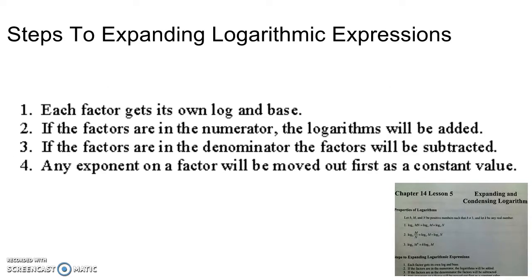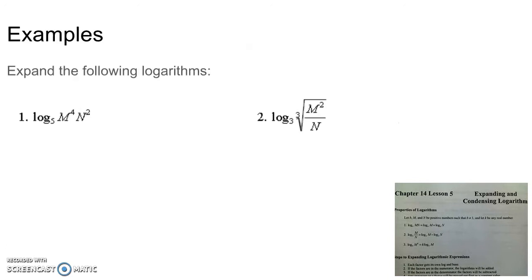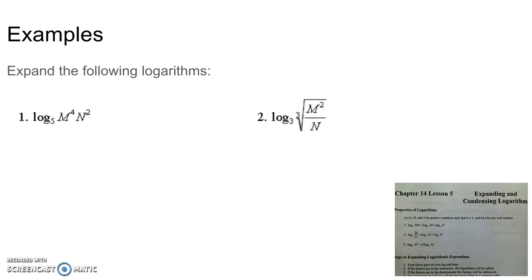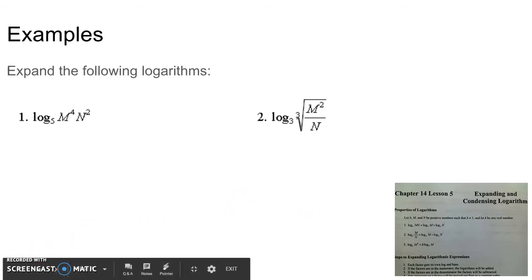So to recap, each factor gets its own log and its own base. If I have factors in the numerator, we'll add those logs together. Factors in the denominator get subtracted, and any exponent of a factor gets moved out front as a constant. As an example, let's go ahead and expand out these logs.